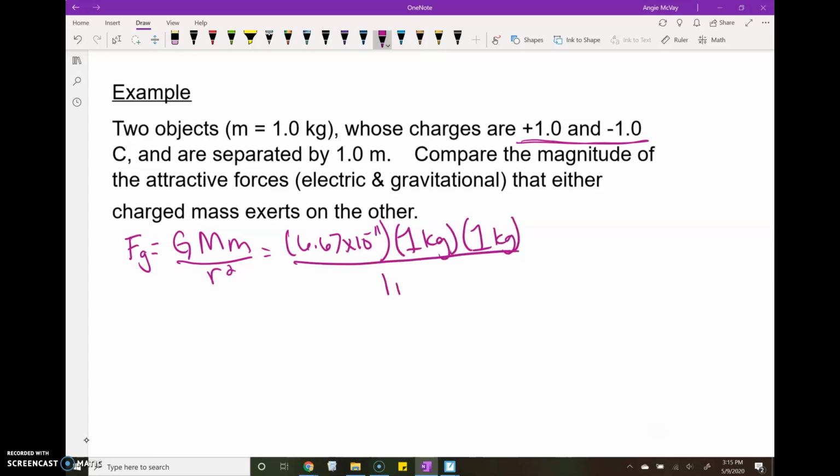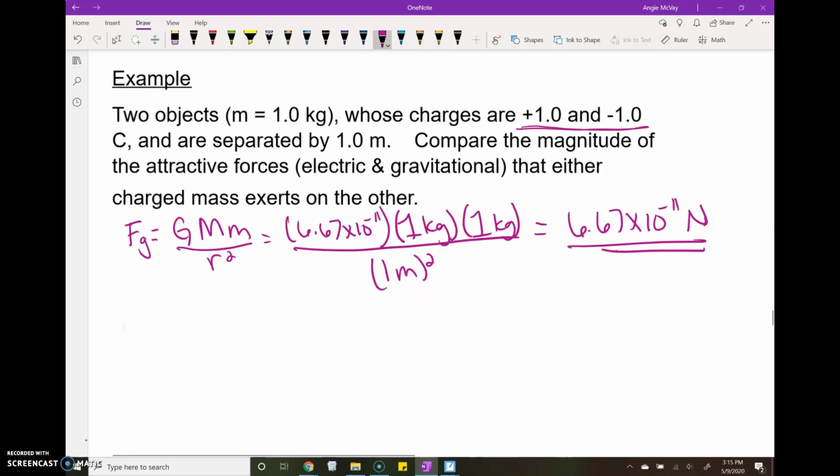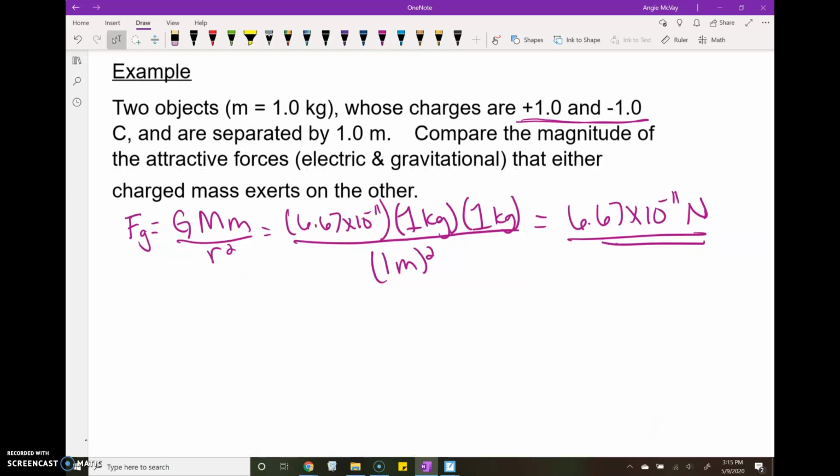over 1 meter squared. Okay, so that means two 1 kilogram masses separated by 1 meter exert a force on each other of 6.67 times 10 to the minus 11 newtons. Really, a super small amount of force. If small masses exerted a significant gravitational force on each other, I want you to imagine what our world would be like. Walking around would be inconvenient.